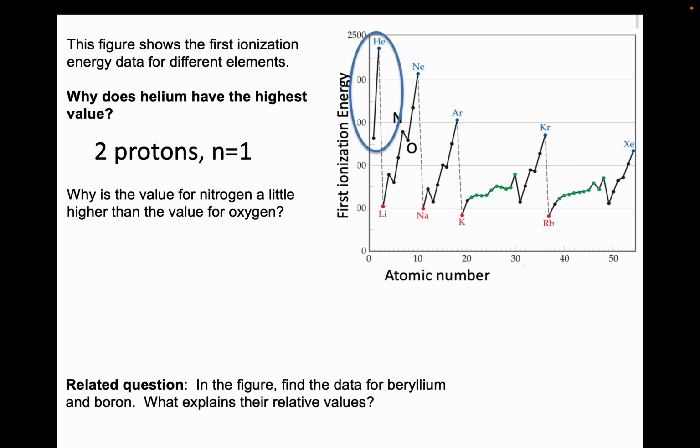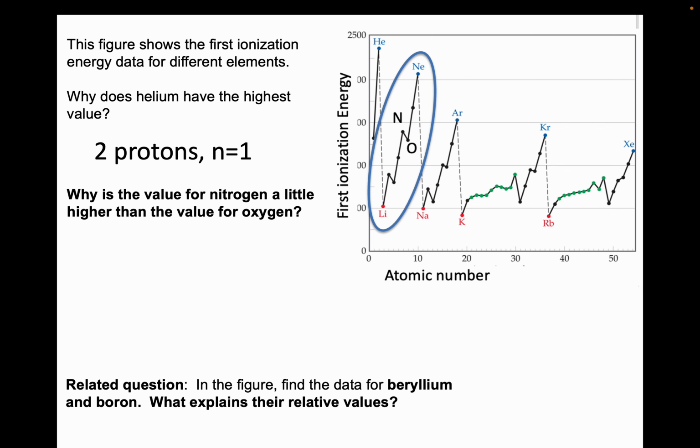For the first one, helium only has 2 protons, but the electrons are found in the n equals 1. They're very close to the nucleus. So even though it only has 2 protons, the overall attraction is greatest. Helium is our smallest neutral atom, and it also corresponds then to the one with the highest first ionization energy.